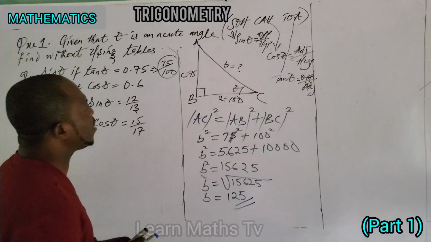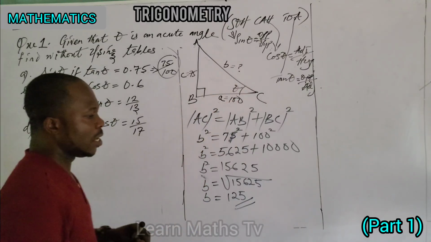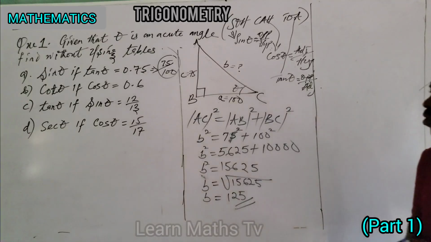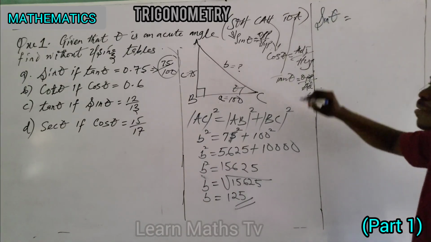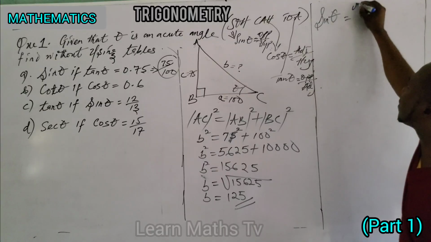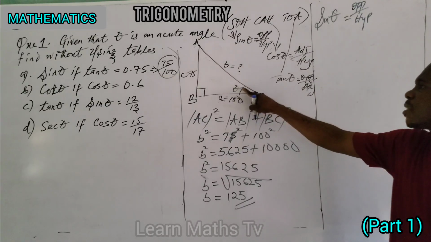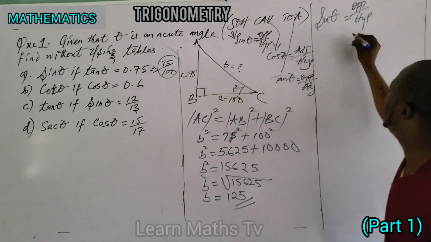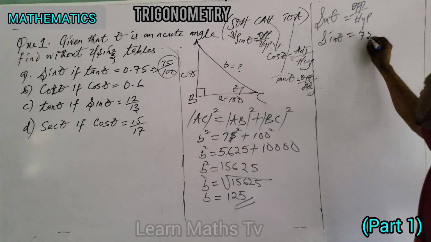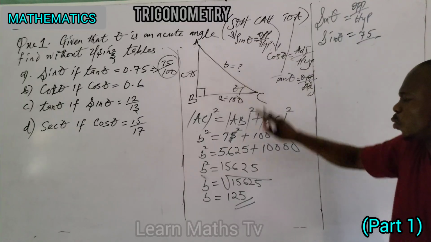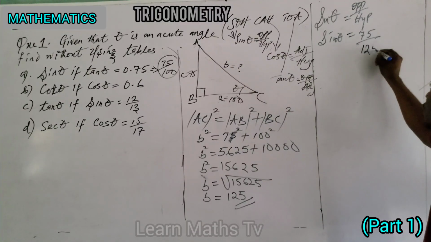So having solved for B, we can now find sin theta. Let me turn this way. Finding sin theta, we know that sin theta means opposite over hypotenuse, and this is our theta. What's our opposite? 75. So our sin theta is 75 over our hypotenuse, which we solved, B, to be 125.